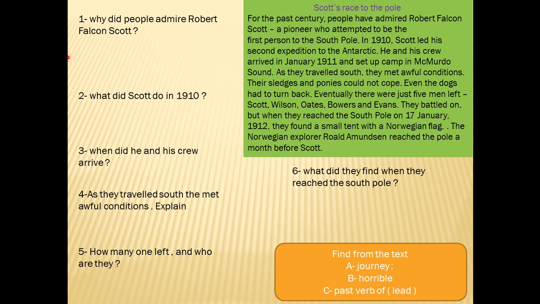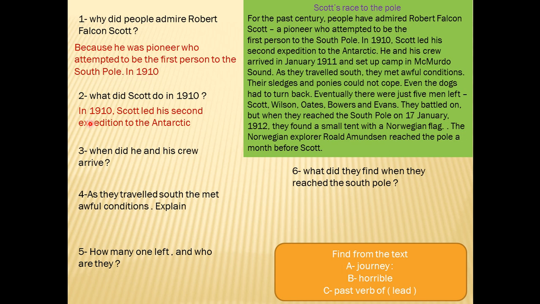Now look here, we have a list of questions to answer. Why did people admire Robert Falcon? Why did they like Robert Falcon? This is why, because he was a pioneer who attempted to be the first person to the South Pole. What did Scott do in 1910? Yes, he led his second expedition.